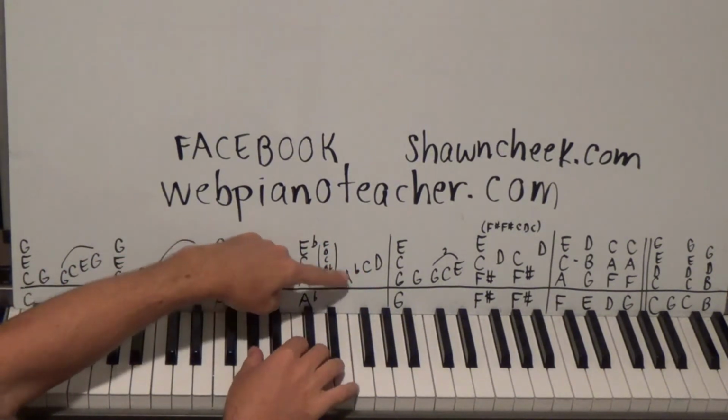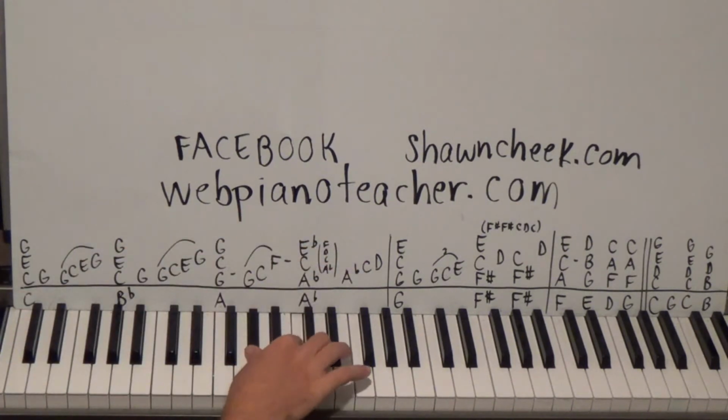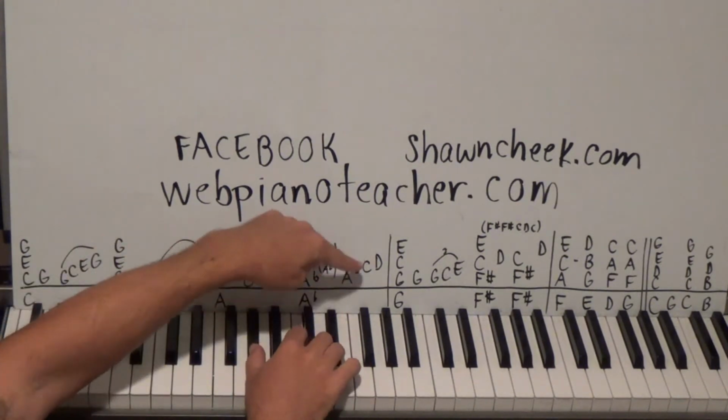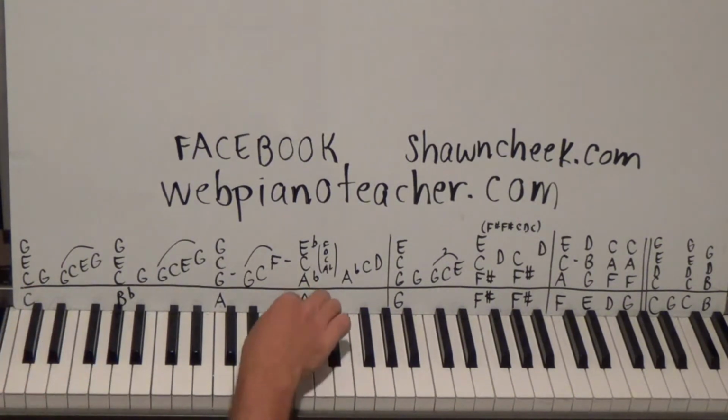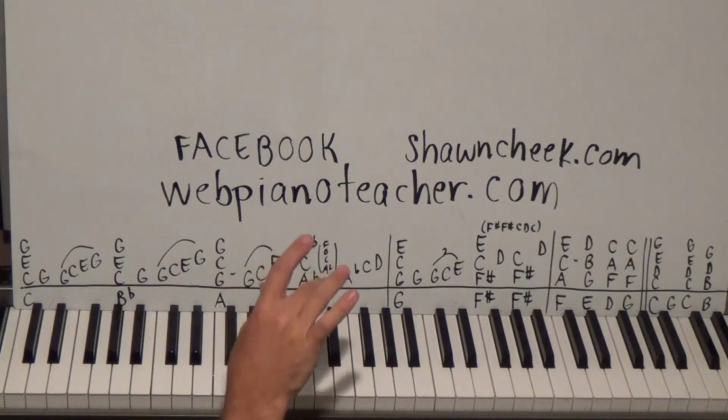And then we're going to go A flat, C, D. So it's 3 and 4 and, again from right here, 3 and 4 and. Now I'll play the A flat, C, E with 1, 2, 4, and then A, C, D with 1, 2, 3.